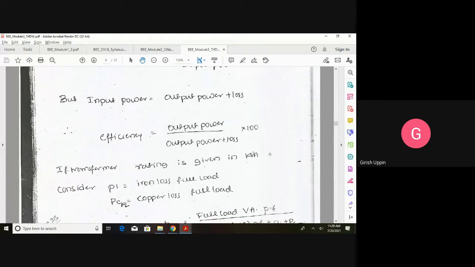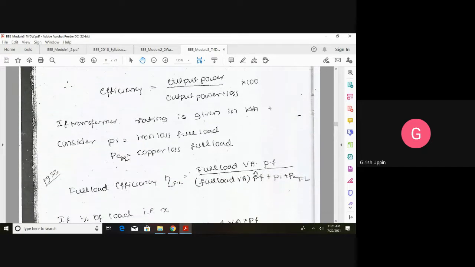And transformers are always represented in kVA. So what is the power transformer rating? It is represented as kVA. Normally all other machines are represented in watts, but a transformer is represented in kilovolt-amperes. That is how we get the kVA: on the primary side, V1 into I1, and on the secondary side, V2 into I2.